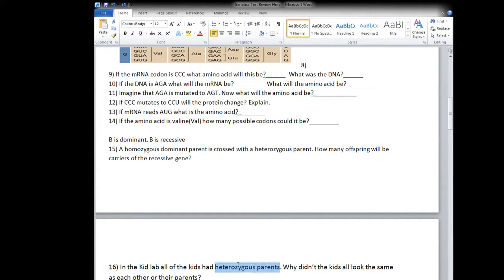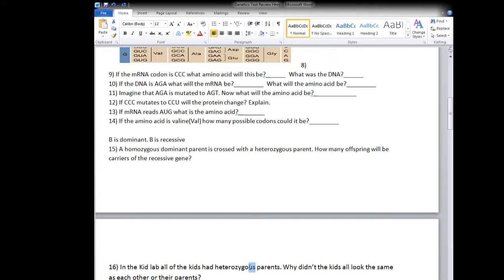The parents were all heterozygous, which means none of them had a recessive trait. So that's one reason the kids, because of the 50-50 chance, could end up inheriting a recessive trait, because they could get both of the recessive alleles from their heterozygous parents.